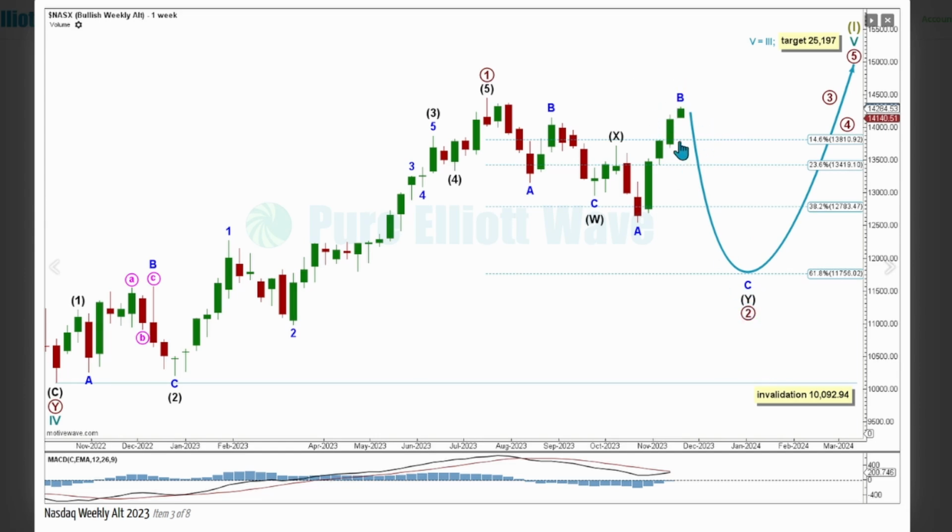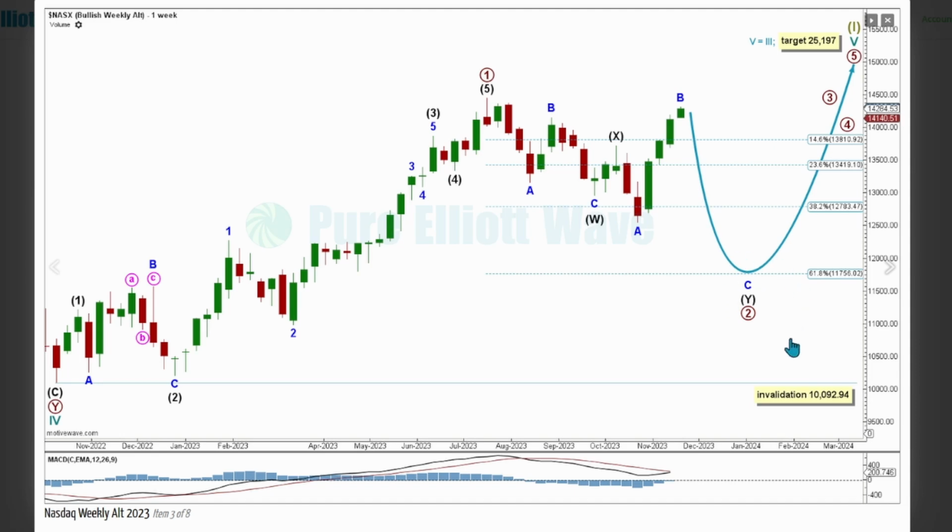On this bullish alternate chart, primary wave 2 is labeled as an income with minor wave B with an intermediate wave Y labeled complete at this November 21st high. Now expecting price to decline for minor wave C and the end of intermediate wave Y. Primary wave 2 has a target calculated at 11756.02, the 0.618 Fibonacci ratio of primary wave 1.